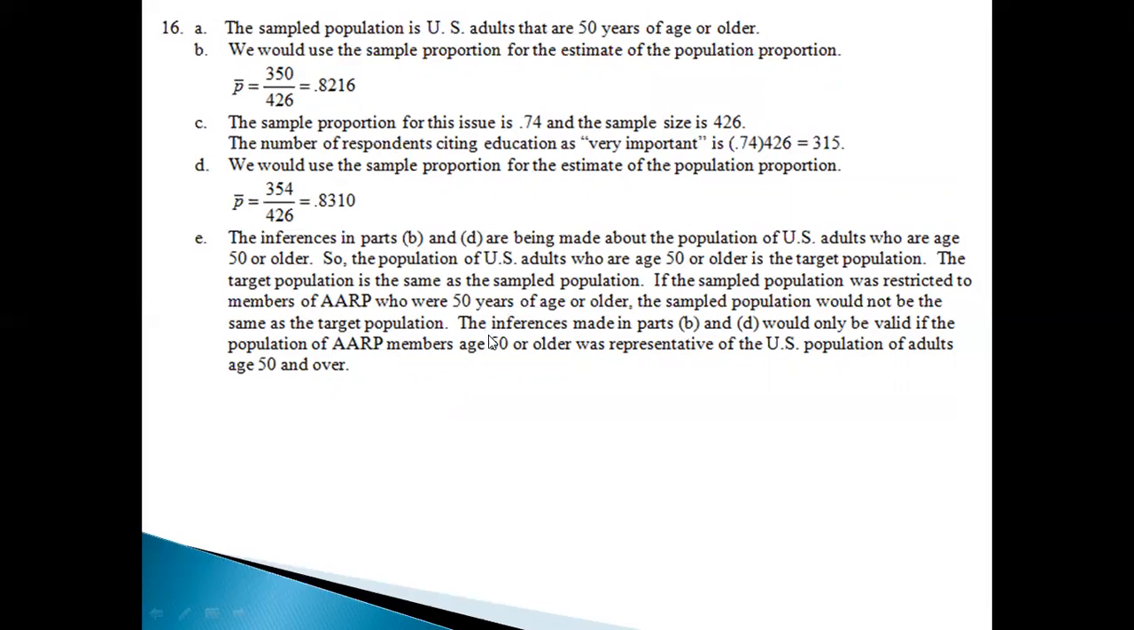Okay, so the inferences made in parts B and D would only be valid if the population of AARP members age 50 or older was representative of the U.S. population of adults age 50 and over. But if it wasn't, then we can't say that it was. So that would be our whole key here. You kind of have to think about how things are in situations like that.